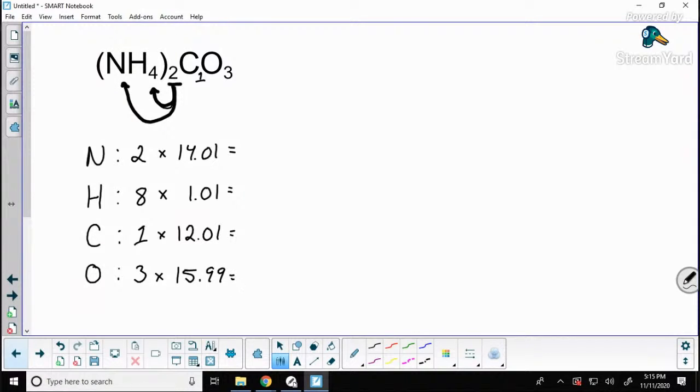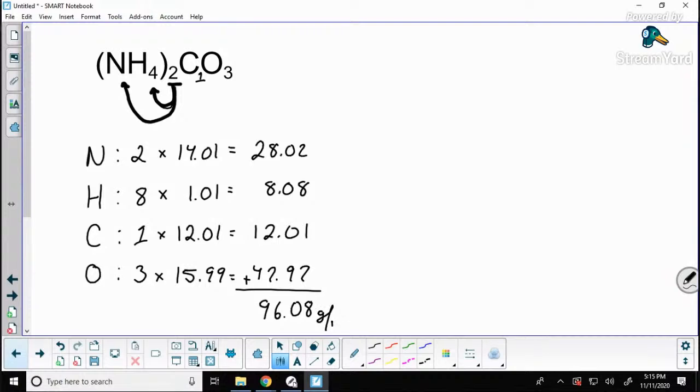Multiply these all together. So 2 times 14.01 gives you 28.02. 8.08, 12.01, and 3 times 15.99 gives you 47.97. Then add those products. So 28.02 plus 8.08 plus 12.01 plus 47.97. We find a molar mass of 96.08 grams per mole for ammonium carbonate.